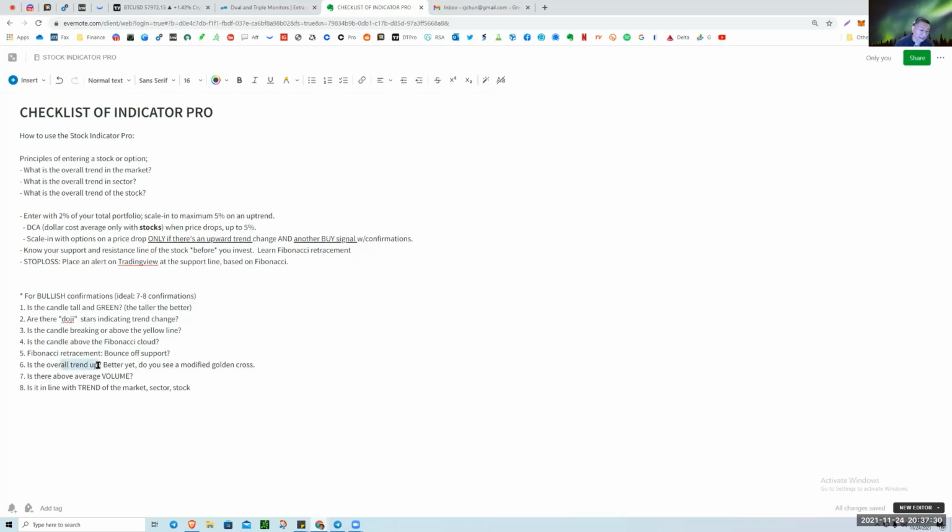Overall trend is up, and it's for that particular stock. Okay, the overall trend, is it up? And better yet, if you see a modified golden cross, that's another confirmation. Is it above average volume? And if it's big volume, give it 2 points over here. And finally, is it in line with the trend of the market sector stock?